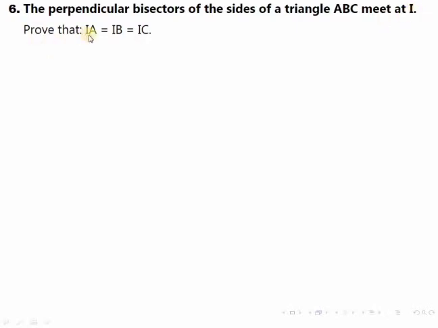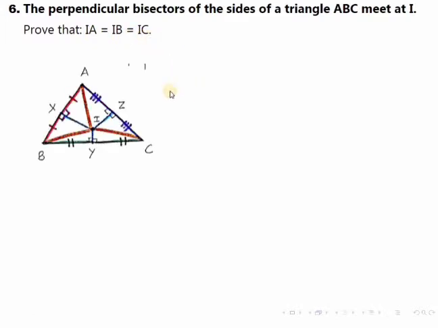We need to prove that IA equals IB equals IC. Let's see how to do this. Your diagram looks somewhat like this. This is AB, BC and CA. Now see, this is the perpendicular bisector of AB. If I call this point X, since AB is bisected, AX and XB are equal. Similarly, this line is the perpendicular bisector of BC. That means BY equals YC, and similarly we have AZ equals ZC.